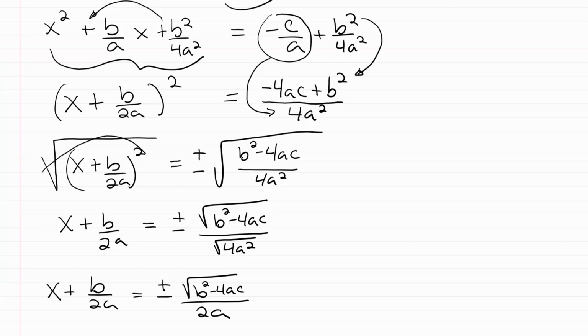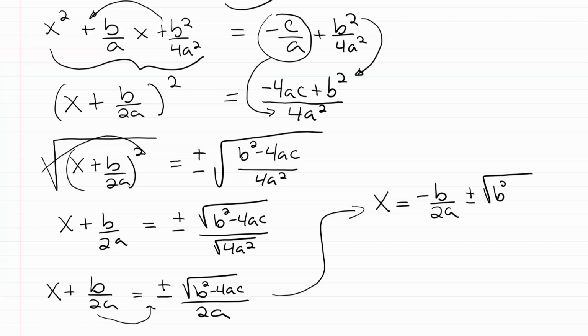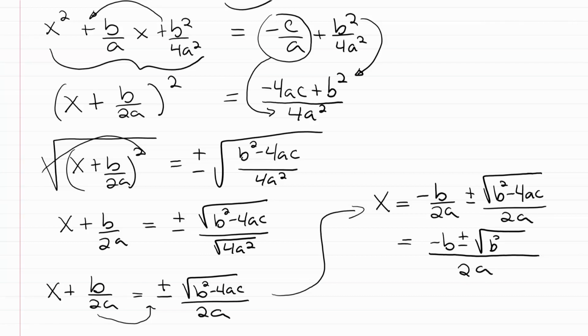And then finally, we finish this problem by saying that x is equal to, so I'm going to move this b over 2a over here across the equal sign, which makes it negative. So it'll be negative b over 2a plus or minus the square root of b squared minus 4ac all over 2a. And then you can just write that as a single fraction because they have common denominators. So it'll be 2a in the bottom, and negative b plus or minus the square root of b squared minus 4ac. And there you have it.